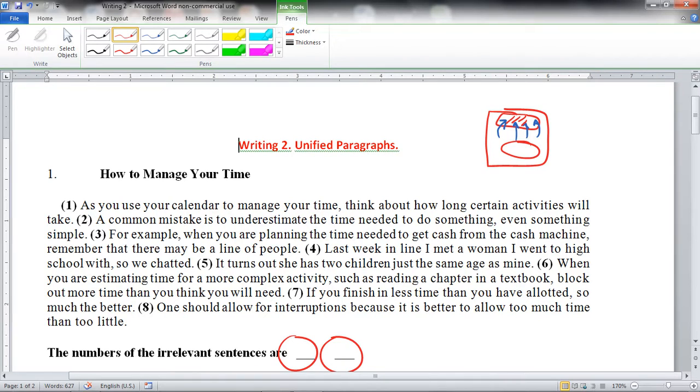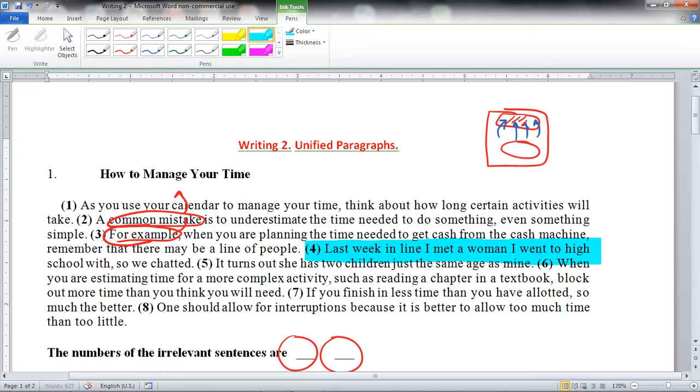Is this correlated with the theme? Yes. The theme is how to manage time, and then the second sentence introduces a common mistake, and the third sentence is an example of a common mistake that has to do with managing time. And then this fourth sentence, however: last week in line I met a woman I went to high school with, so we chatted. Okay, that's very nice, but it gets kind of distracting, right?